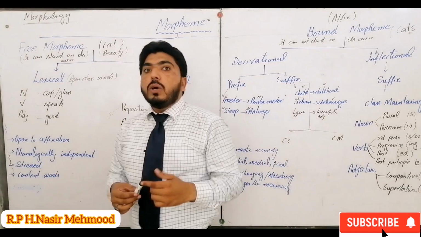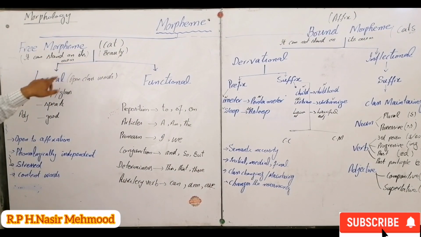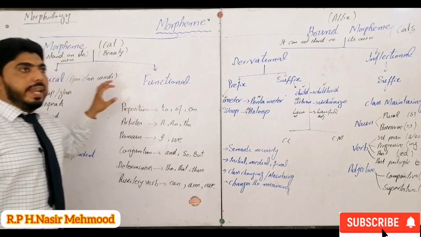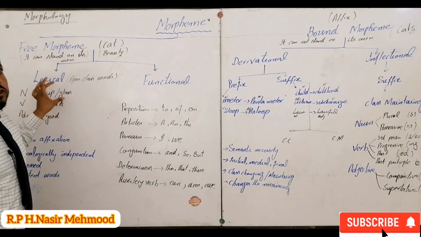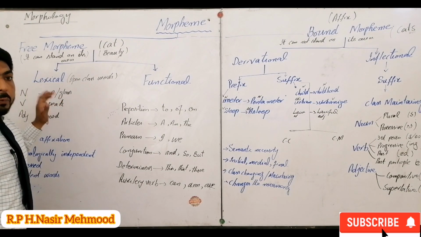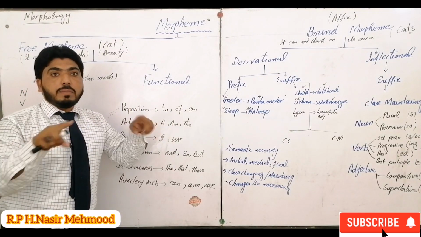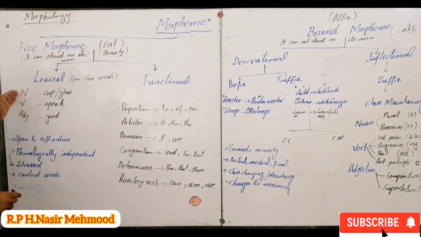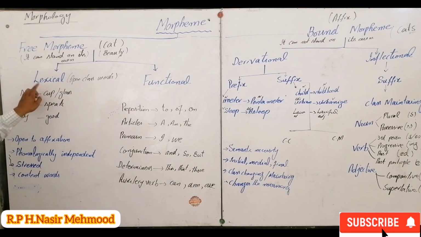So, further we have divided free morpheme into two types: lexical morpheme and functional morpheme. Lexical morpheme is the morpheme which carries the main message. You may call it a picture word. When you utter these words, there is some kind of picture in your mind. For example, nouns, verbs and adjectives belong to the category of lexical morpheme.